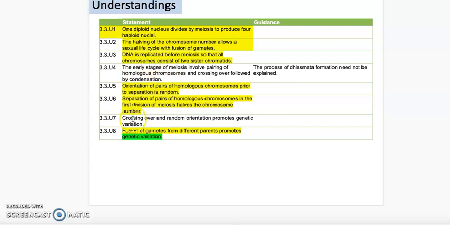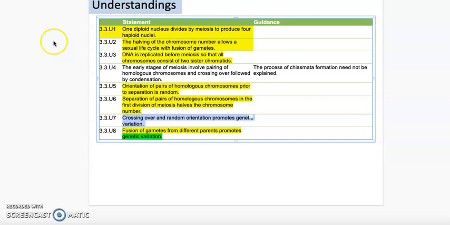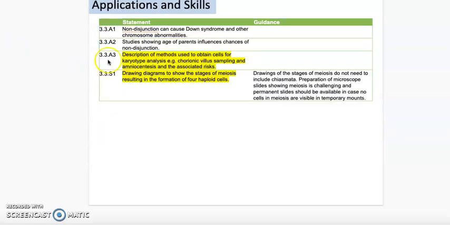So, the statements we did not highlight were the ones that we didn't cover. We want to cover the early stages of meiosis involving pairing of homologous chromosomes and crossing over, followed by condensation, where the process of chiasmata formation does not really need to be explained. Crossing over and random orientation promote genetic variation is another one that we want to talk about. We also want to talk about non-disjunction causing Down syndrome and how the age of parents can influence the chances of non-disjunction.